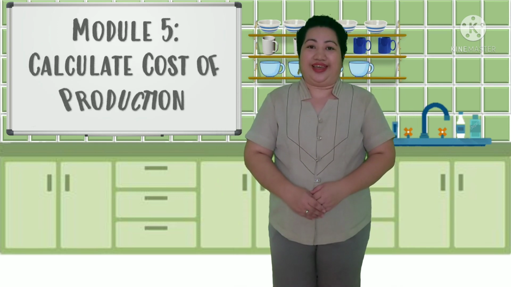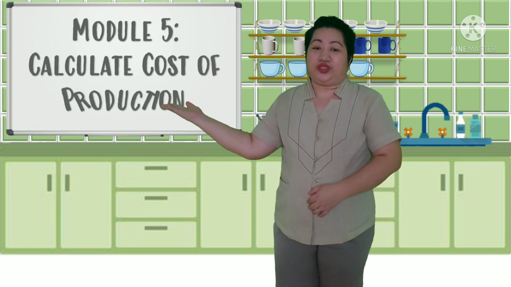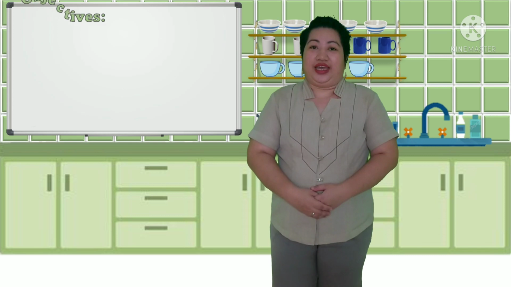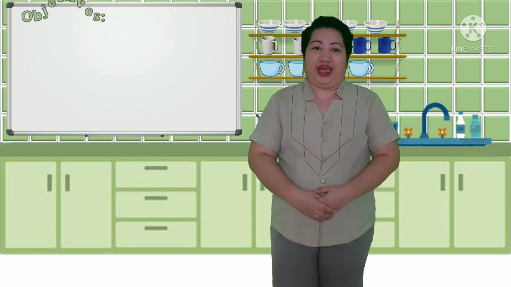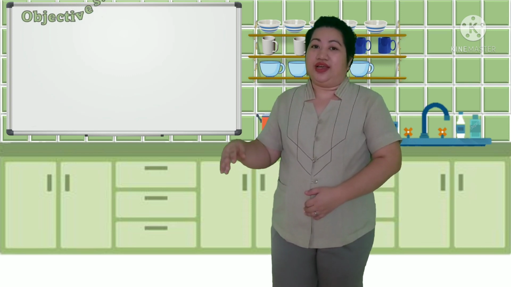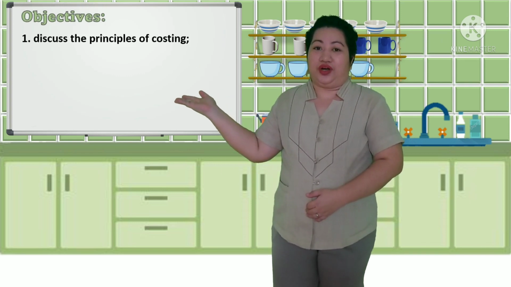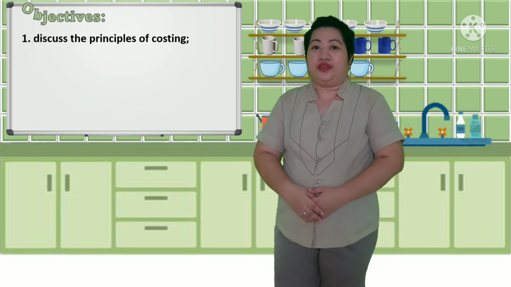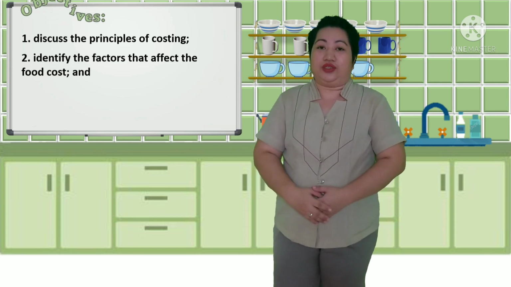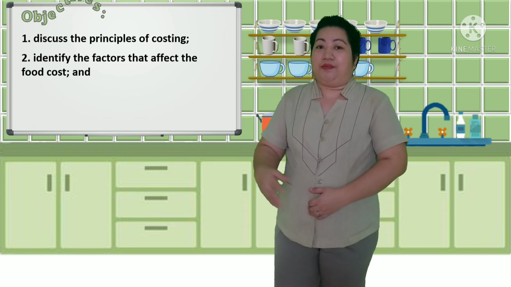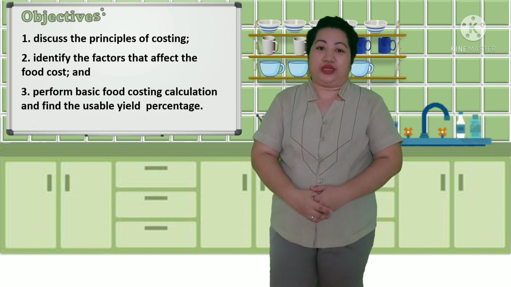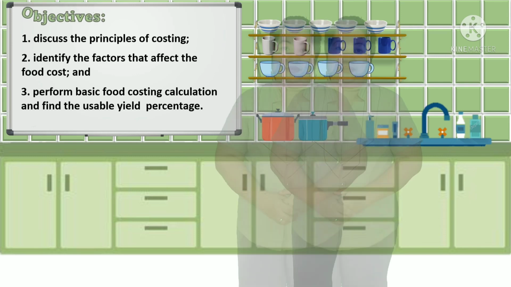Our topic for today is calculate cost of production. Here are the objectives that you will be able to meet at the end of the lesson. Number 1, discuss the principles of costing. Number 2, identify the factors that affect the food cost. And number 3, perform basic food costing calculation and find the usable yield percentage.